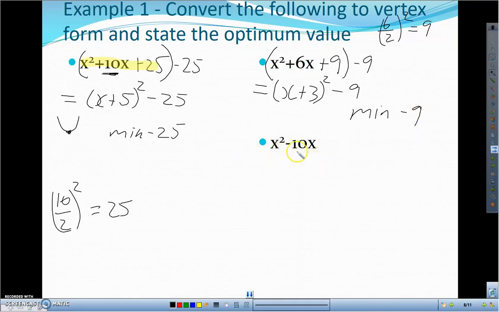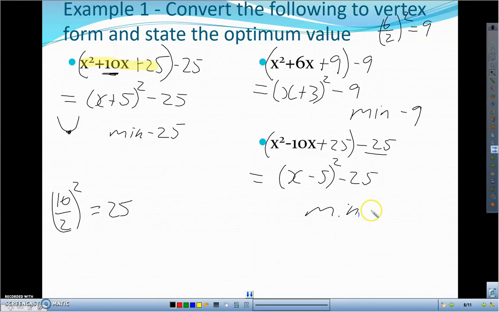This here, we're going to take half of 10. So I'm going to try and do this a little bit quicker. Half of 10 is 5. 5 times 5 is 25. Plus 25 minus 25. Put brackets around the first three terms. Half of minus 10 is minus 5. x minus 5 squared. This 25 stays, minus 25. This is, again, a minimum of minus 25. It's a minimum because the a value is positive. Even though you don't see it, it's like it's a positive 1.